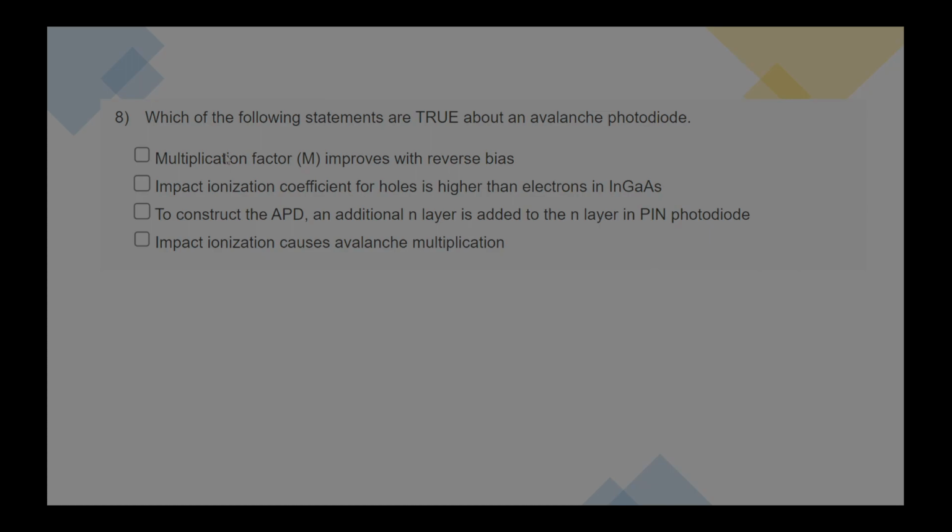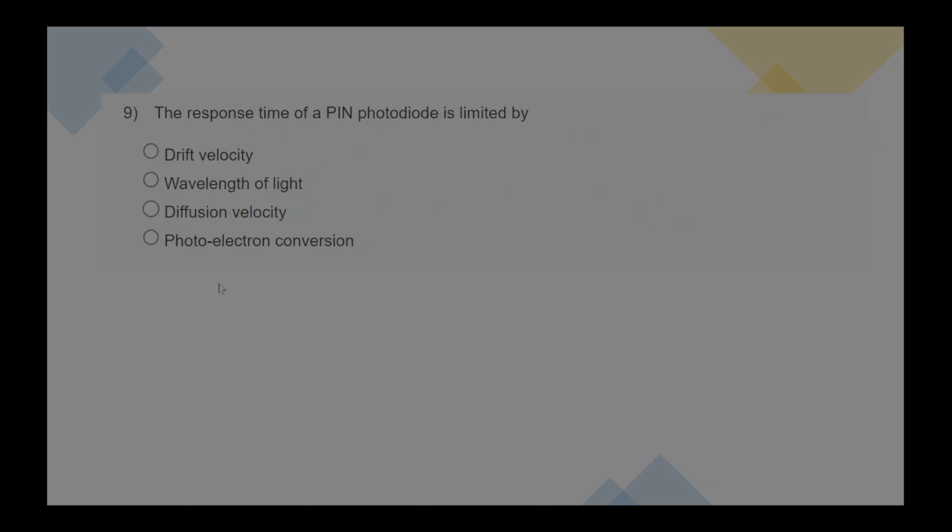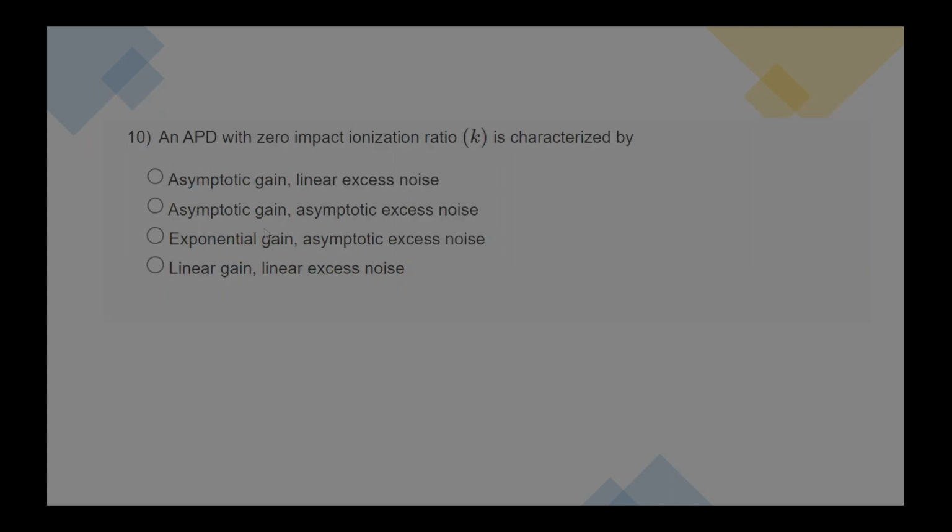Then question number 9 is there. The response time of a PIN photodiode is limited by. So it's a straightforward MCQ question. If the professor has already talked about this, you can go through that. Then question number 10 is there. An APD with zero impact ionization ratio K is characterized by. Okay, MCQ question.